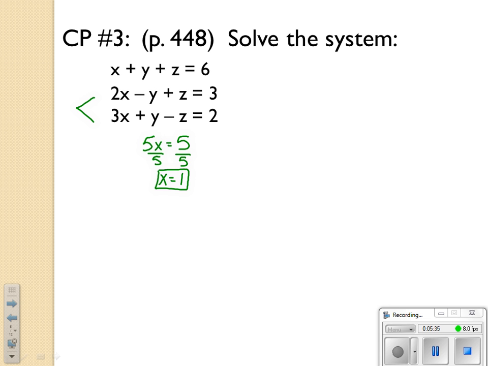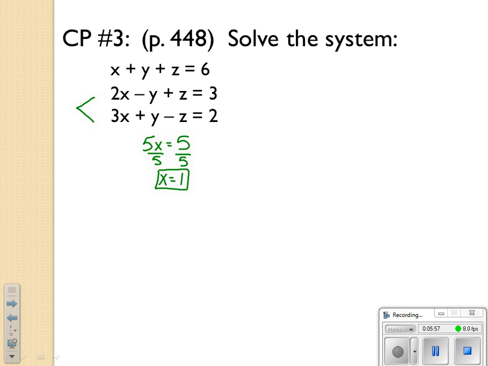Okay, so I have one number found. Now I can go ahead and plug that into another equation. I can eliminate some x's so that therefore I would have just y's and z's in there. Okay, so let's see what that gives us.